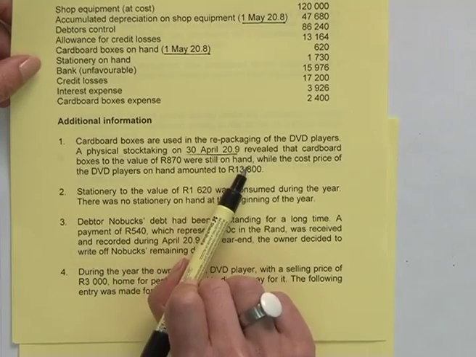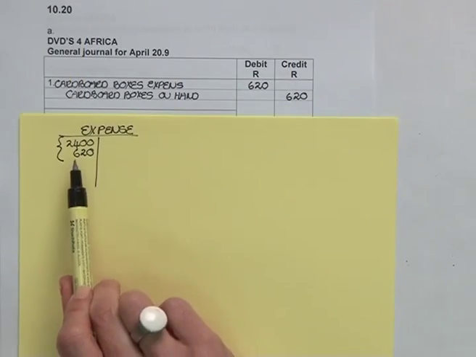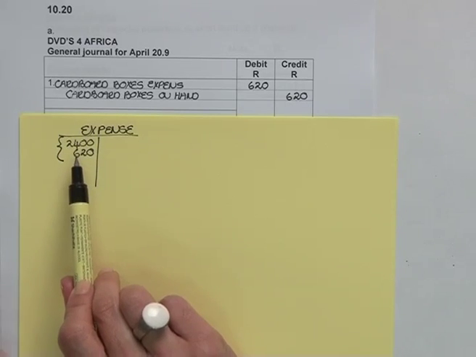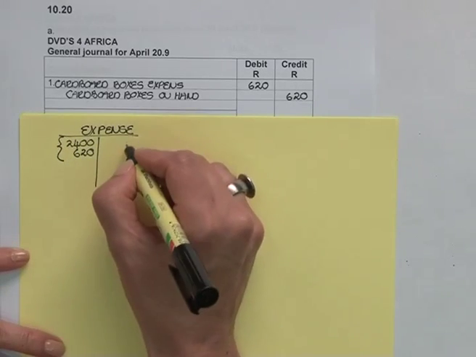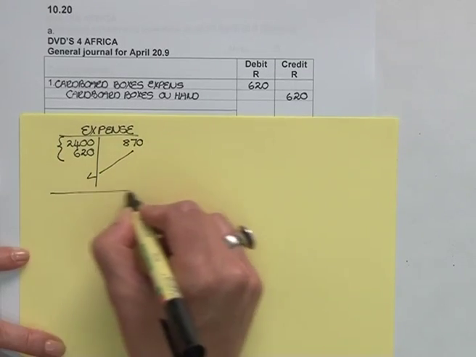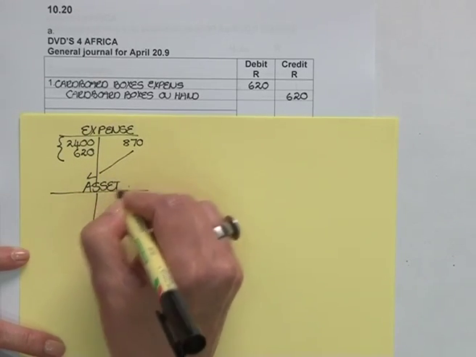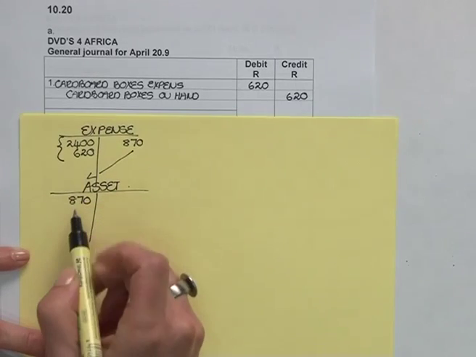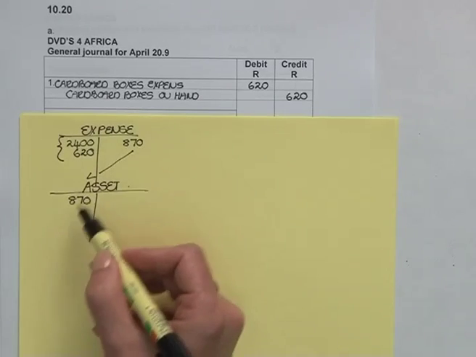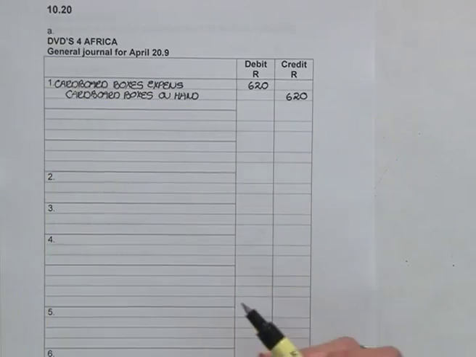were still on hand. Now, if these cardboard boxes are still on hand, that means I have not yet consumed it. So it cannot be included in the expense. So I will have to credit the expense account with the 870 Rand and move that to the cardboard boxes asset account. Because the asset represents something under your control that you can still use in the future. So for this journal entry, we're going to credit the cardboard boxes expense and debit the asset account.